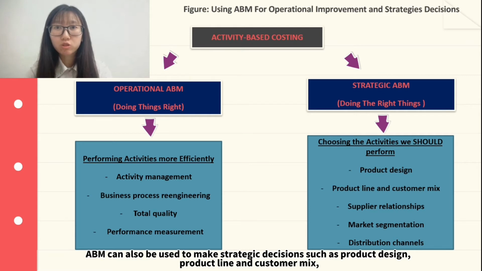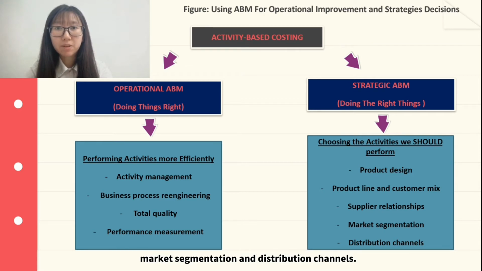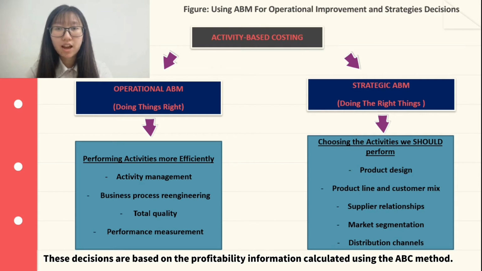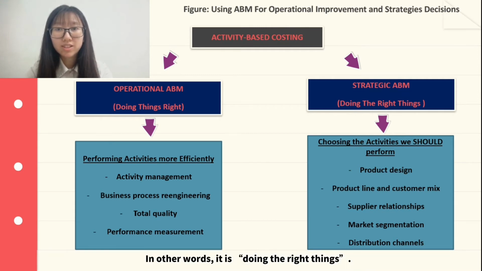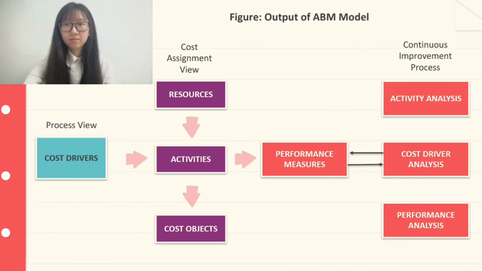ABM can also be used to make strategic decisions such as product design, product line and customer mix, market segmentation, and distribution channels. These decisions are based on the profitability information calculated using the ABC method. The historical information coupled with future trends and competition can help the organization to make the decisions. In other words, it is doing the right things.